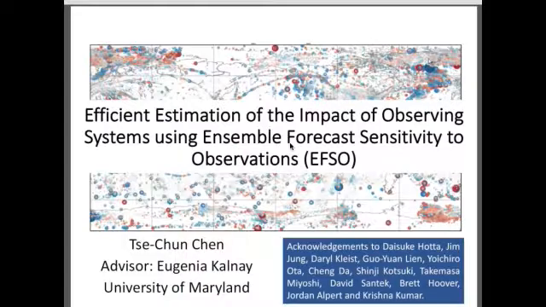So today I'll be talking about the efficient estimation of the impact of the observing system using EFSO, and I'll explain EFSO a little bit later for those people who are not familiar with that. So I would like to take some time to acknowledge people who have helped in this project.